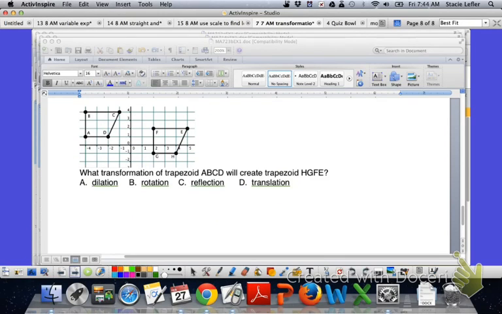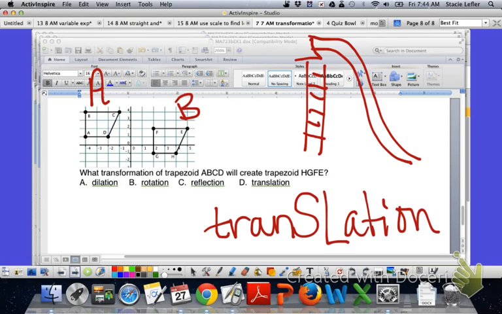And your last one? What transformation happened here? From trapezoid A to trapezoid B. Yeah, this one slid. It slid over on the x-axis, and then it slid down on the y. And a slide, SL in the middle of translation, helps us remember that this is a translation.